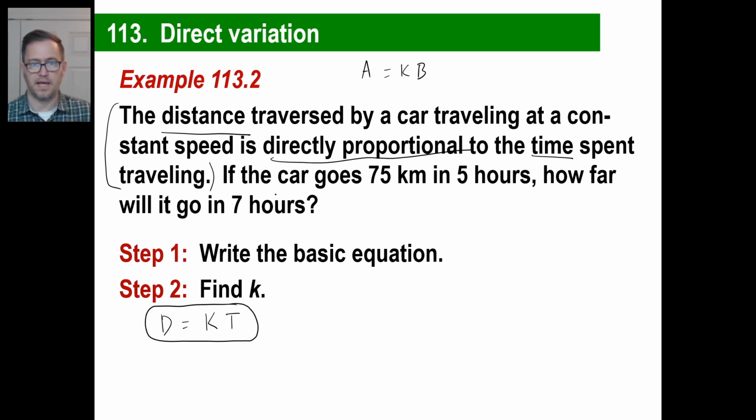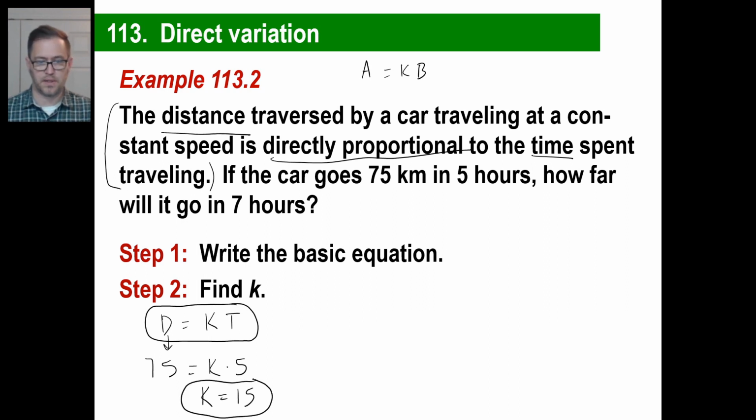Good enough, okay? If the car goes 75 kilometers, what is this? Europe? We go miles here in America. All right. 75 kilometers in 5 hours. Stop. Okay? The distance is 75. We don't know what the K is. That's what we're trying to find. But it goes in 5 hours. So there we found it. So K is equal to 75 divided by 5, or 15. Okay? So we're going to use our basic equation here, and we're going to use the K to figure out the answer to the problem.